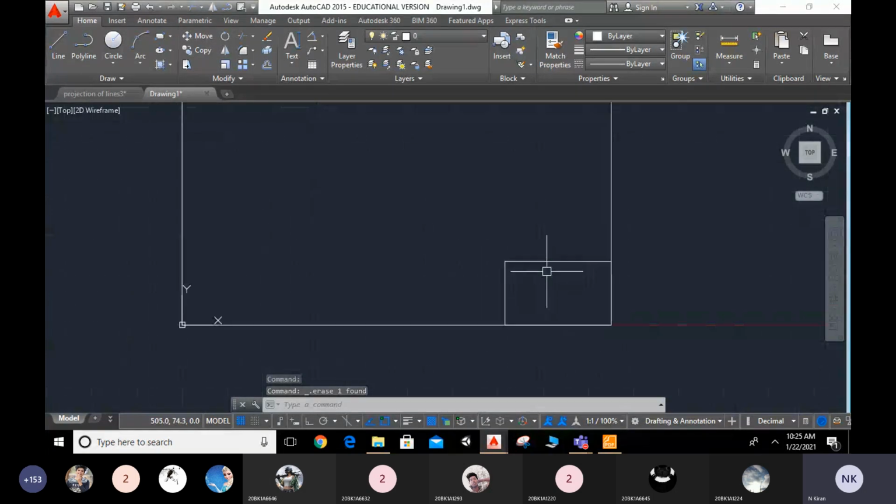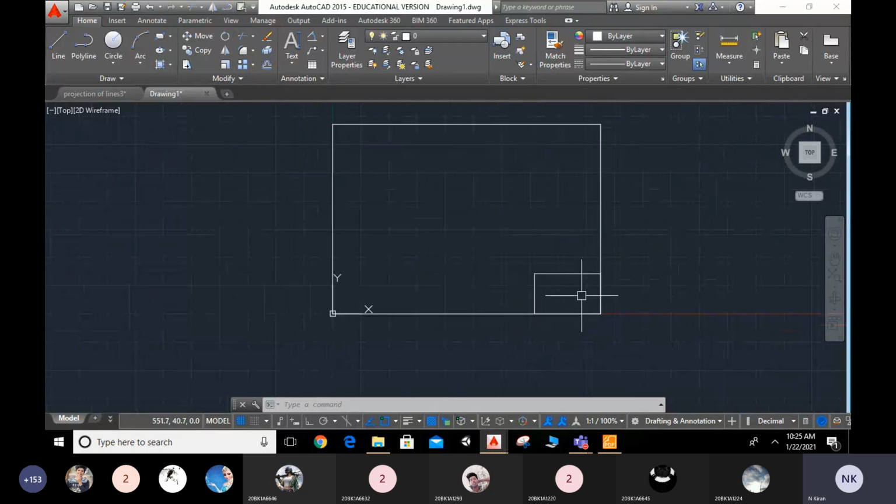Next, if I want to draw the lines inside it, what I have to do, I will select explode, and I will select this object, enter. That's it. So as it was a rectangle, it is divided into different parts. Okay, this is our title box.